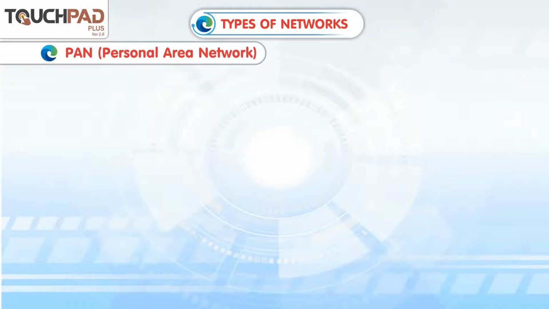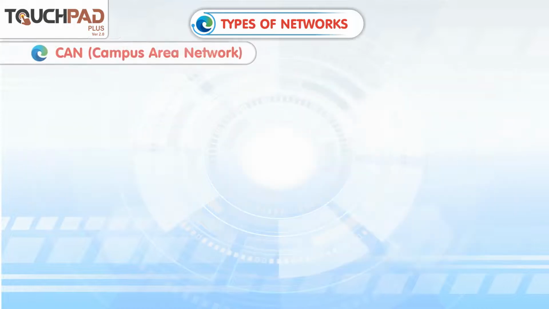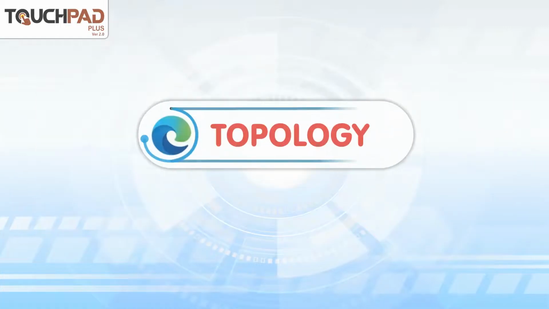PAN, Personal Area Network. These are privately owned networks. PAN is used to establish the communication amongst the computers within the range of 20 to 30 feet. It can be wired or wireless. CAN, Campus Area Network. CAN, also known as Cluster Area Network, connects 2 or more LANs that are limited to specific geographical areas. For example, college campus, office building, etc. A campus area network is larger than LAN since it may span multiple buildings within a specified area. Topology.